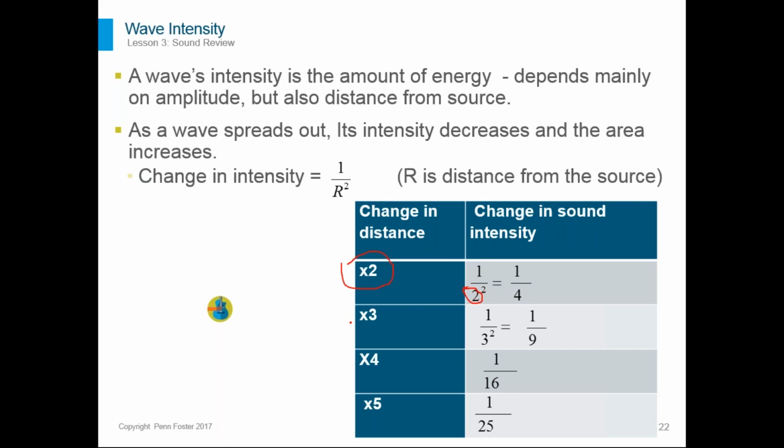If you're tripling the distance, so now it's 3 times as far away, you get 1 over 3 squared, so that becomes 1/9. Okay, so at 3 times farther away, the sound is only 1/9 as loud. At 4 times, it's going to be 1/16 as intense as it was. If it's 5 times farther away, it's going to be 1/25 as intense as it was.